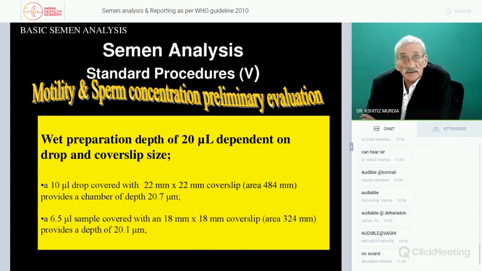If you use a smaller drop, in cases where you have a hypovolemic patient with very small volume, then you cover it with an 18 millimeter cover slip to get more or less the same type of scenario. So it's a standard operating procedure so that you always look at the same population or different populations under the same condition.